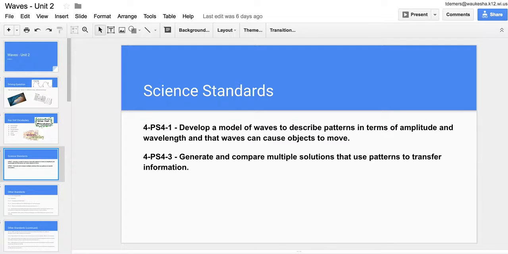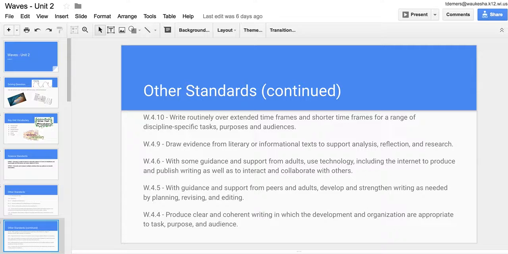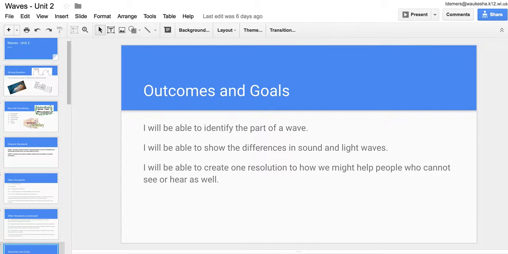The next couple pages are pages that you can look through. These are the science standards and other standards that are related to this unit. Those will be located on Mastery Connect, and this is where your grades will come into play.